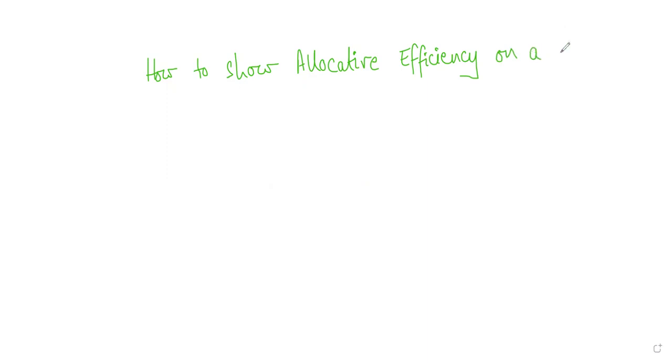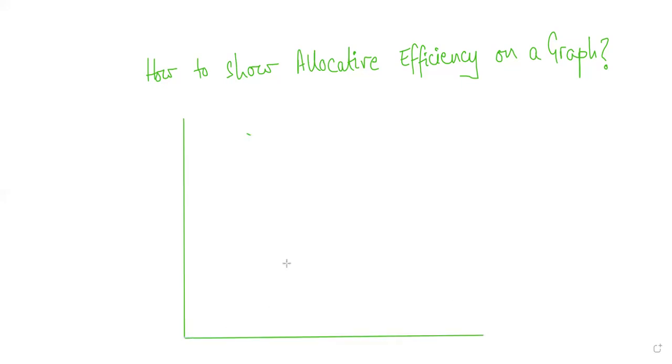The second part to allocative efficiency is producing goods in the right quantities. Now for this, we'll make a graph, and then we'll see how to do that, right? Okay, so have a look at this.